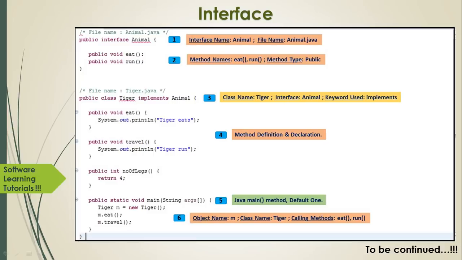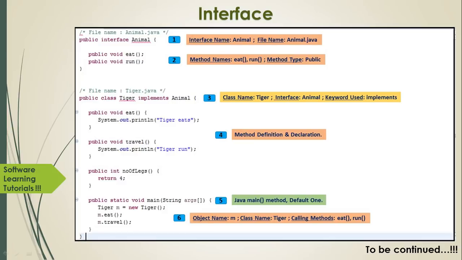Now if you want to print these two statements and get the output, as we discussed earlier, you need to create an object in the Java main method, which is the default one. So I have created the object m of the class tiger, and I have called both the methods, m.eats and m.travel. So this is how the interface and the class normally work. You need to define the method which is going to be reused by other classes, and this is how you can change their definition and declaration and use those things in the Java program.